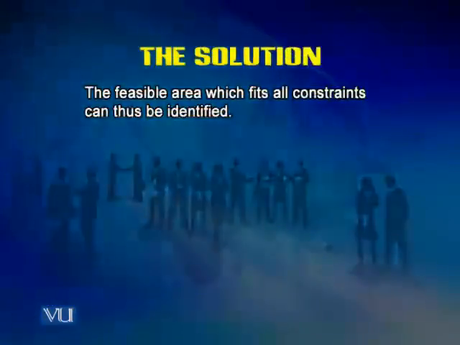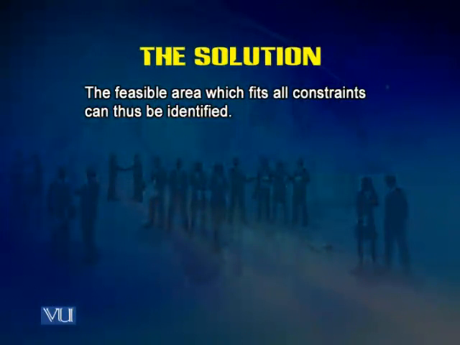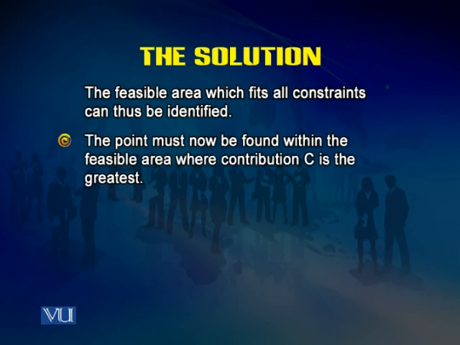So now the next part is to try to find out within that feasible area which is the point that will give the maximum contribution, the point that will give maximization of the objective function. The objective was to maximize the contribution. So that part is now going to be covered in our current session. The feasible area which fits all constraints can be identified as we have done on the graph. The point must now be found within the feasible area where contribution C is the greatest.